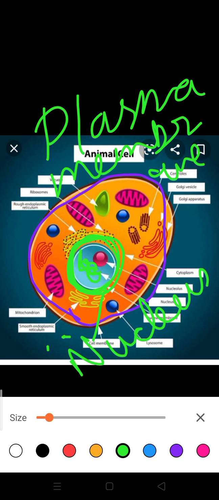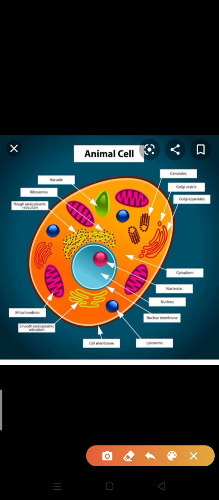The chromosomes or chromatin threads are present inside it, and the jelly-like substance or liquid present inside of the nucleus is known as the nucleoplasm. Okay, so this is about the nucleoplasm.